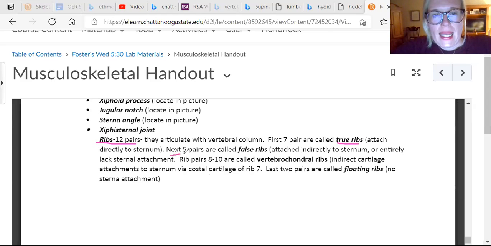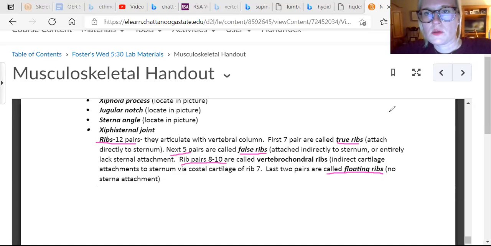The next 5 pair are known as false ribs. They indirectly attach to the sternum through the 7th costal cartilage. Okay. And then rib pairs 8 through 10 are called vertebrochondral ribs because they indirectly attach. They're false ribs also. But the very last ribs, and this will make sense in the image, I promise, it sounds confusing like this, but are called floating ribs. They have no attachment. So the 11th and 12th rib is a floating rib. They're 11th and 12th pairs that are floating.